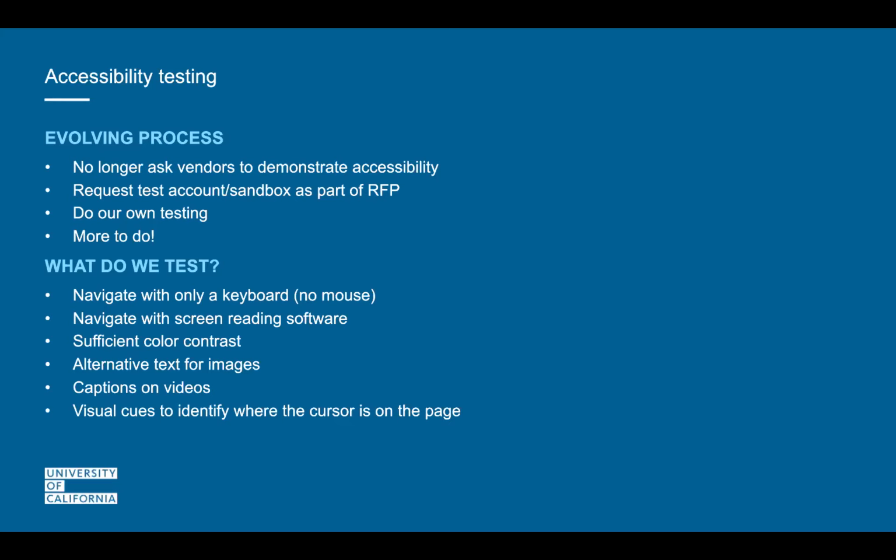We'll check that videos have captions for people who can't hear, whether due to a disability or if they're in a quiet environment like a library. And we'll also check that there are visual cues to help a person identify where the cursor is on the page or screen.